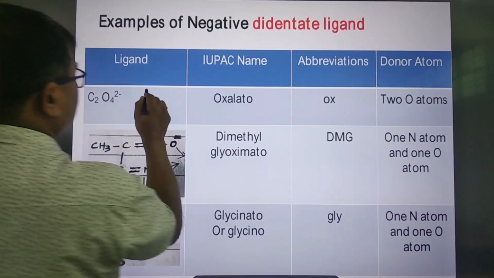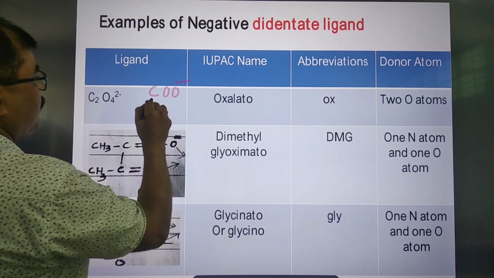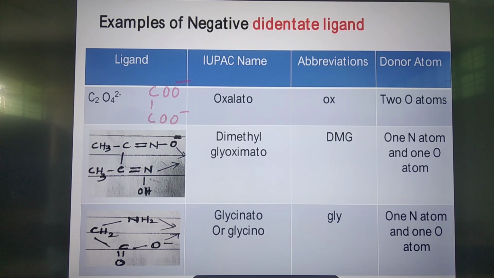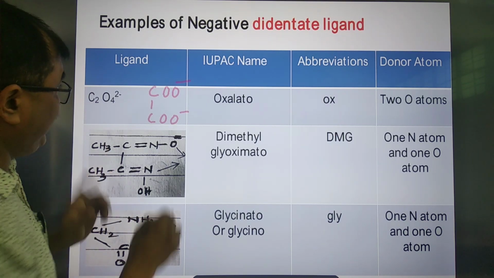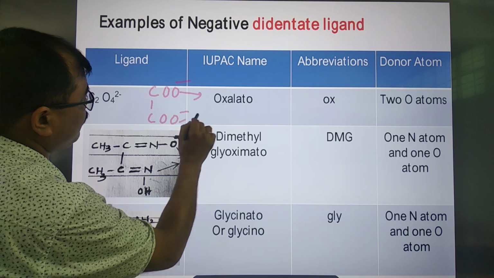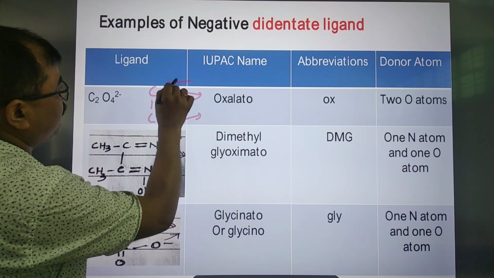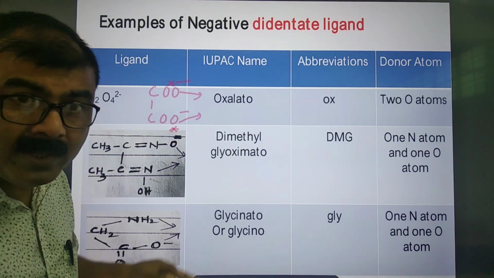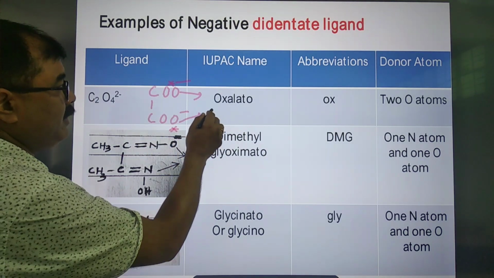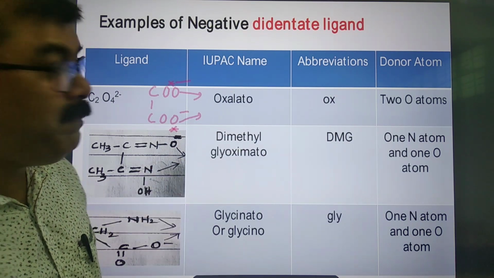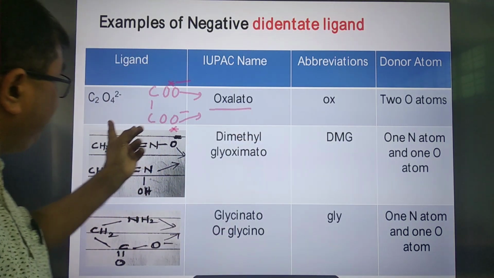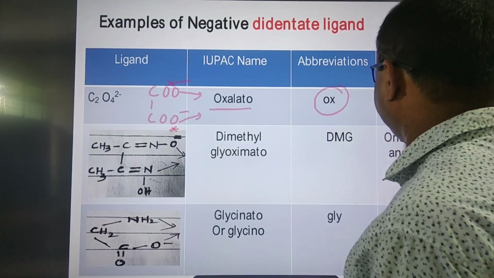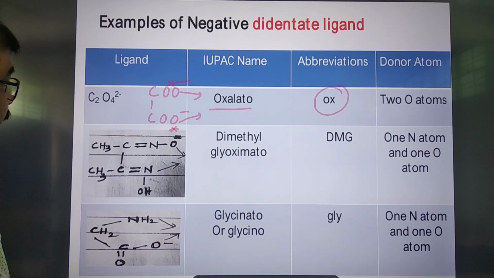Alright, again I am showing you. See, this is the structure of the oxalate ion. And what are the donor atoms? This oxygen and this oxygen, where I am putting the star mark, are the donor atoms. The IUPAC name in the complex is oxalato, and the abbreviation is ox. Two oxygen atoms are the donor atoms.